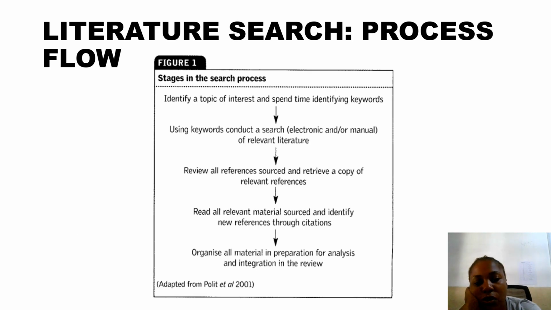This is an image showing you a literature search process flow. First, identify a topic of interest, and spend time identifying keywords, like I said. After that, use the keywords to conduct your search. It can be online or manual. Then review all the references which you have sourced and retrieve a copy of the relevant references. After that, read all the relevant material sourced and identify new references through citations. Organize all the material in preparation for analysis and integration in your review. So that's the step-by-step of literature search.